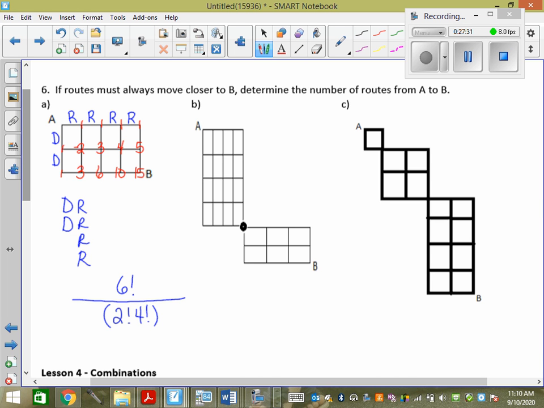Type that into your calculator. Remember, you want to type it in just because you want to make sure you're typing the formula correctly. Did you get 15?